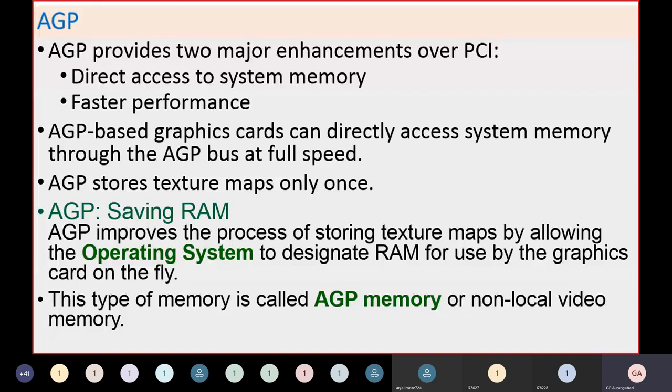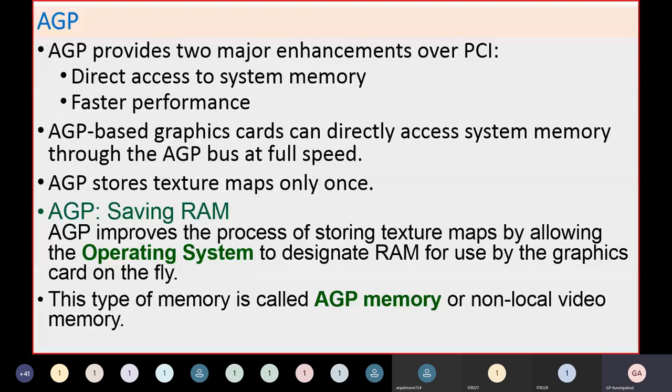AGP based graphic cards can directly access system memory through the AGP bus at full speed, that we have seen. And AGP stores texture maps. What are these texture maps actually? This is actually the video data of any 2D picture. That 2D picture is automatically stored onto your AGP, and with this particular 2D picture, it can directly render, or it can calculate its position, and it can convert this 2D picture into a 3D picture by using mathematical calculations. So AGP ultimately saves the RAM.